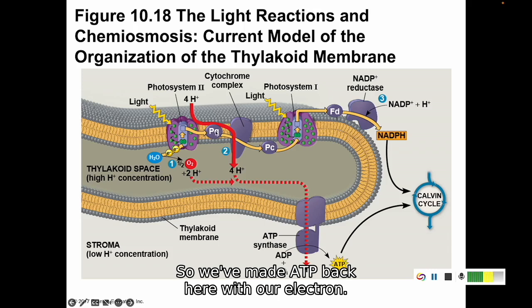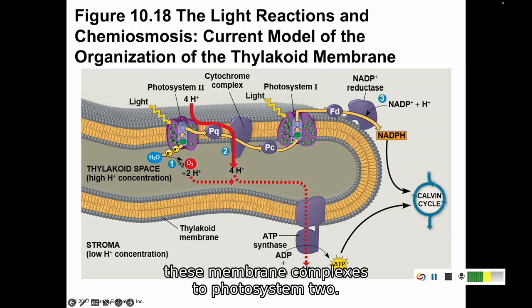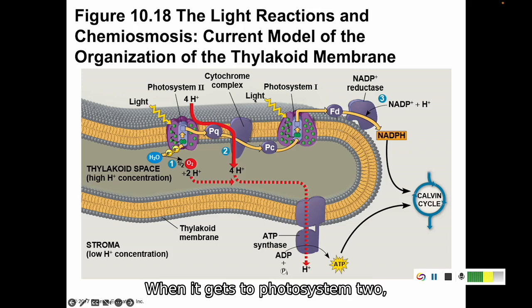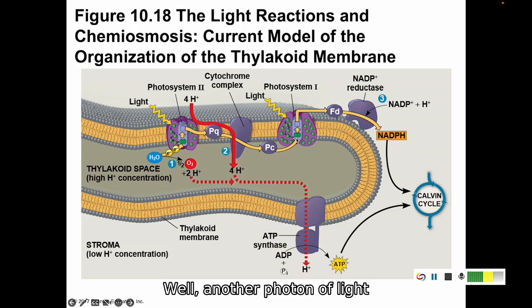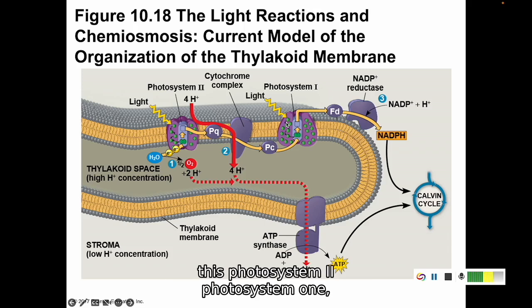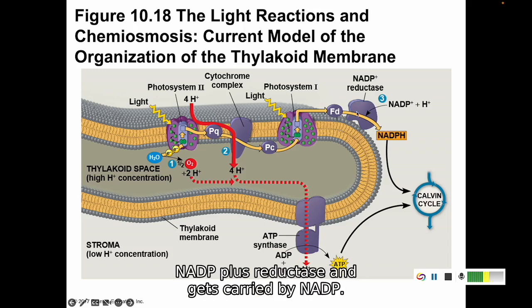Back here with our electron, it keeps on traveling through these membrane complexes to photosystem 1. When it gets to photosystem 1, another photon of light is absorbed by this photosystem, and that causes the electron to be excited and carry a lot of energy. The energy in that excited electron moves through NADP plus reductase and gets carried by NADPH.